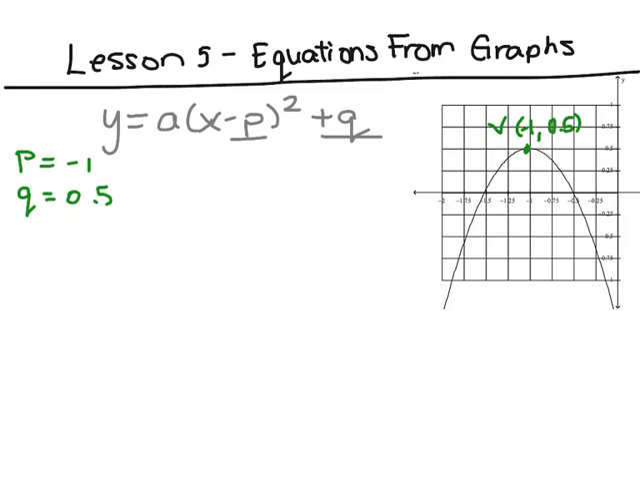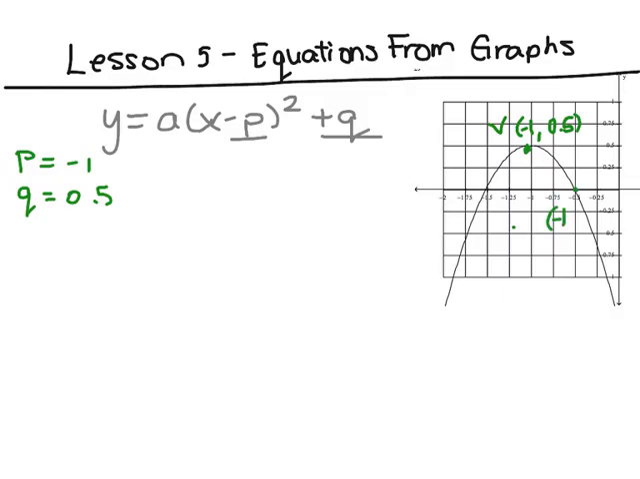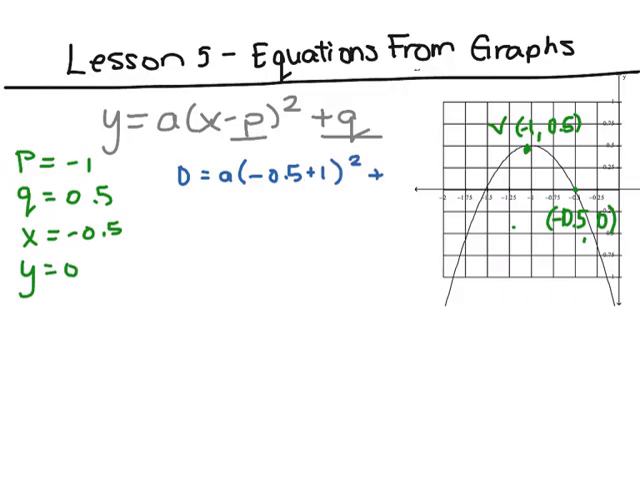And because we don't know a, we want to choose a point on the graph, so we can use this point, let's use the other one, negative 0.5, and 0. So we can use this point instead of x and y. So x is negative 0.5, and y is 0. So we're going to plug that into the equation. So 0 is equal to a, negative 0.5, minus negative 1, squared, plus 0.5.